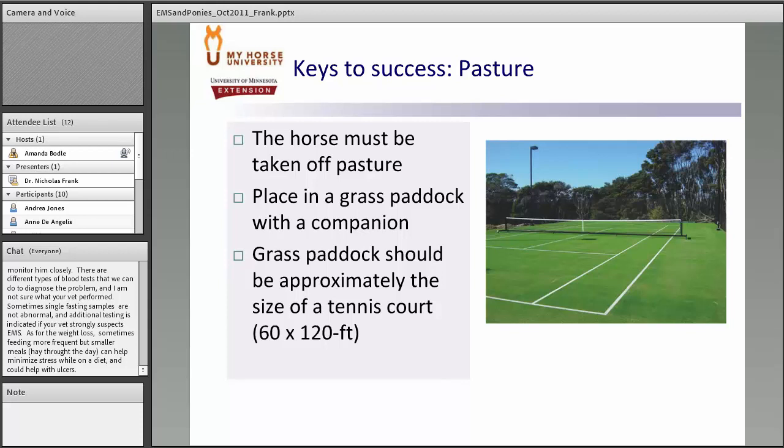So I prefer a small grass paddock. A dry lot is okay too. And the idea at this point is to get the animal away from the pasture in order for us to manage its diet and make sure that we are controlling its calories.